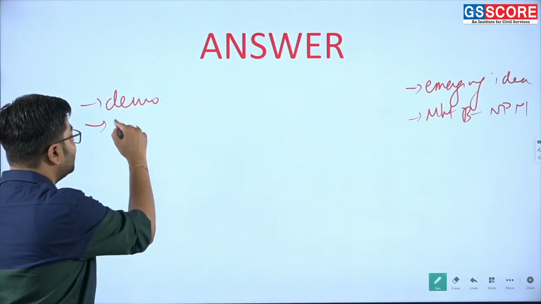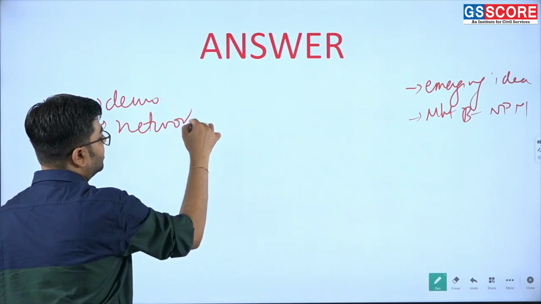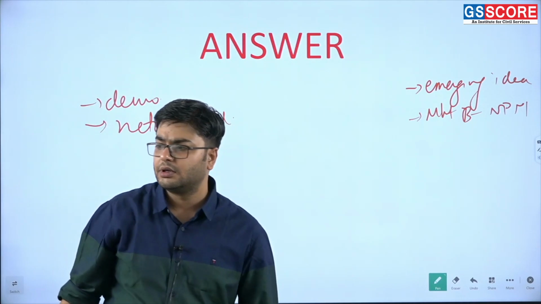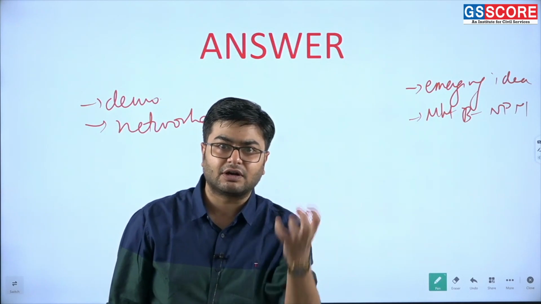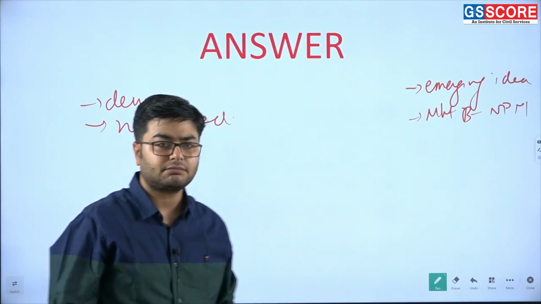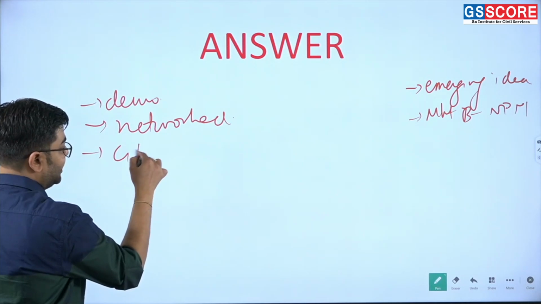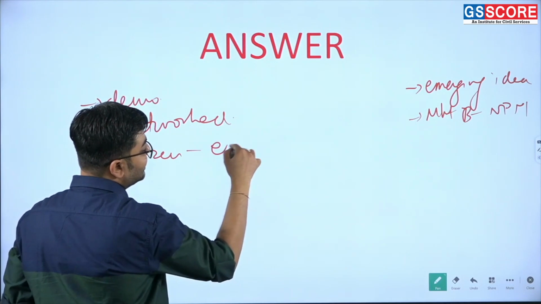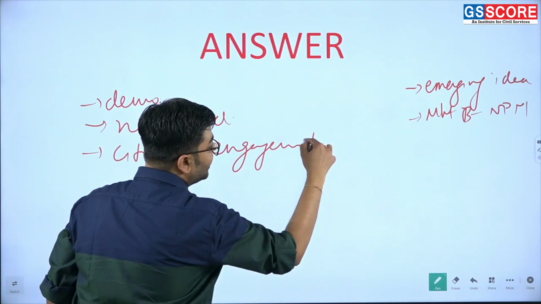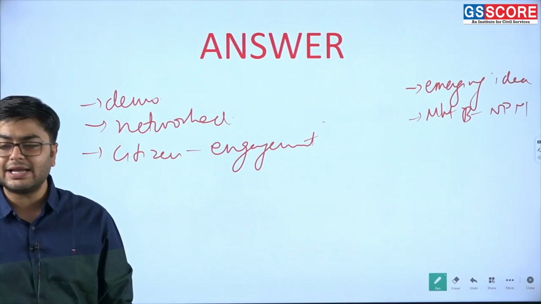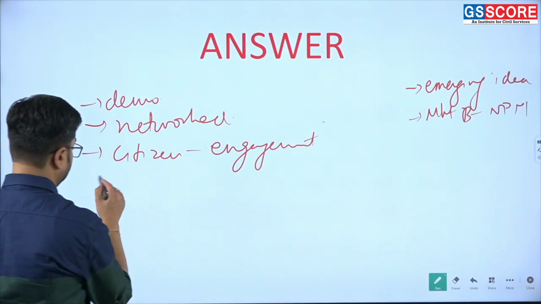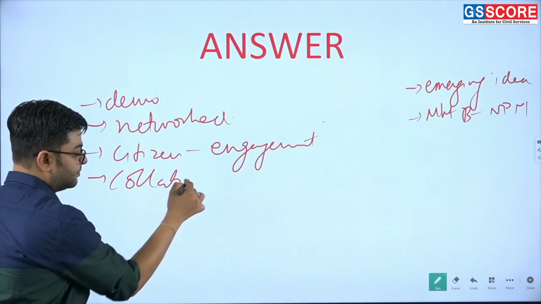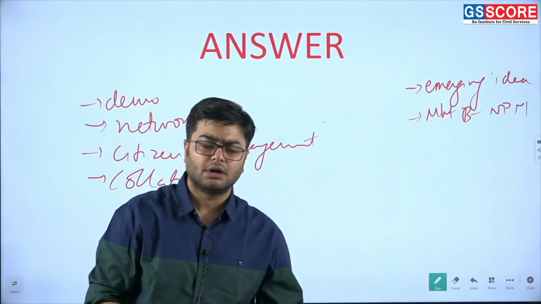Democratic governance, a networked approach. We are drawing in from the learnings of governance as an idea. Citizen engagement, not just citizen orientation. Collaboration.